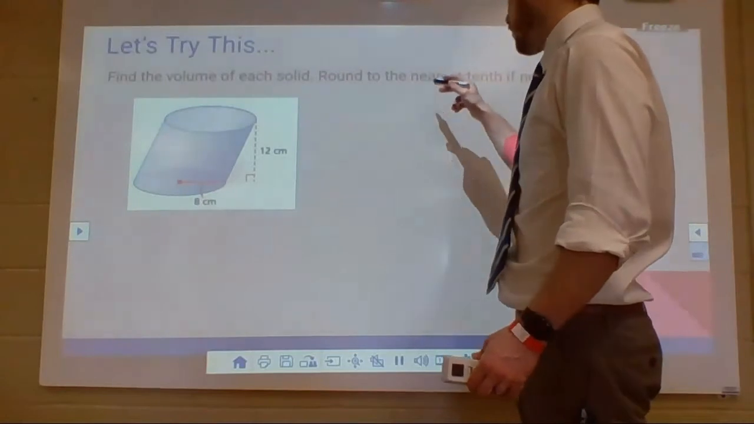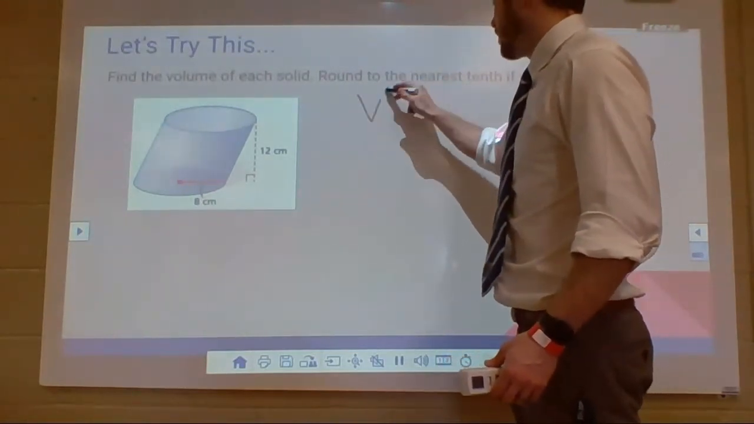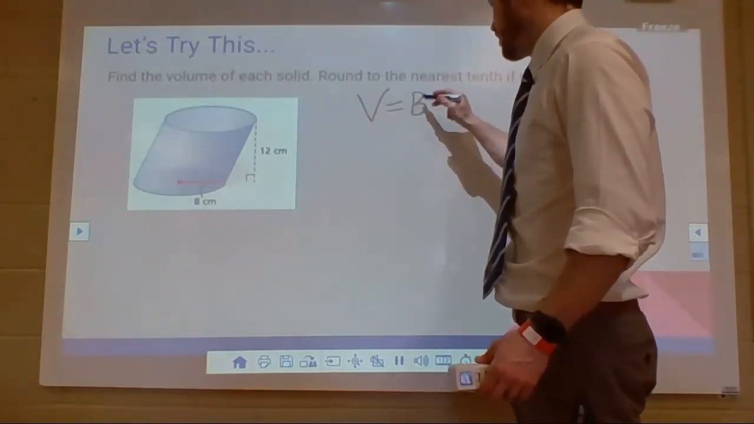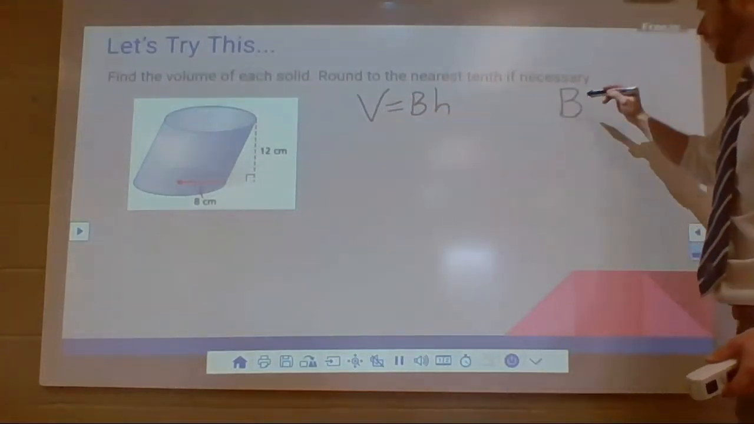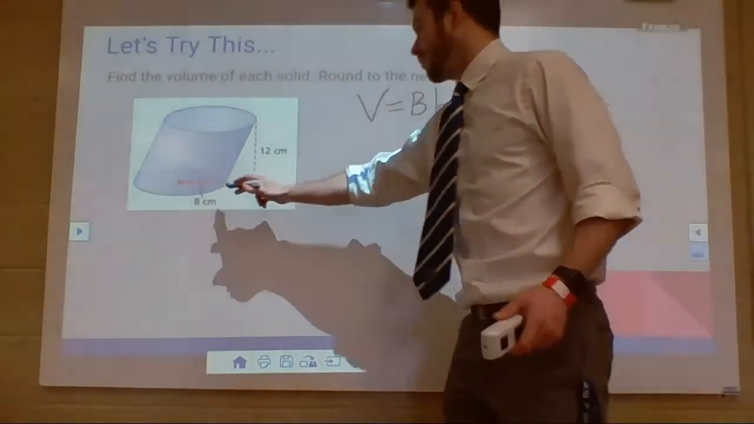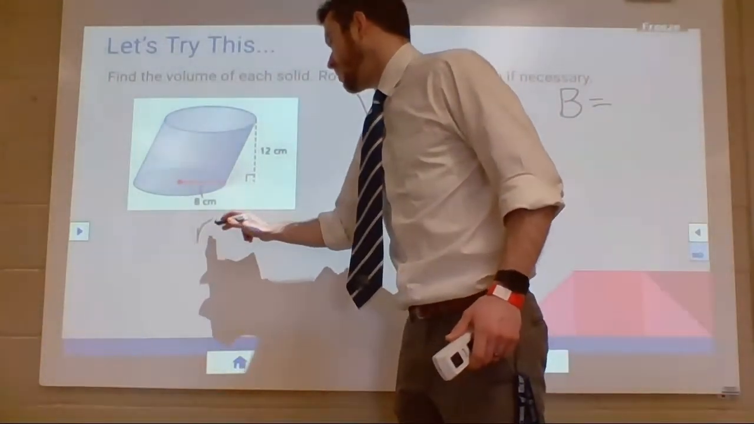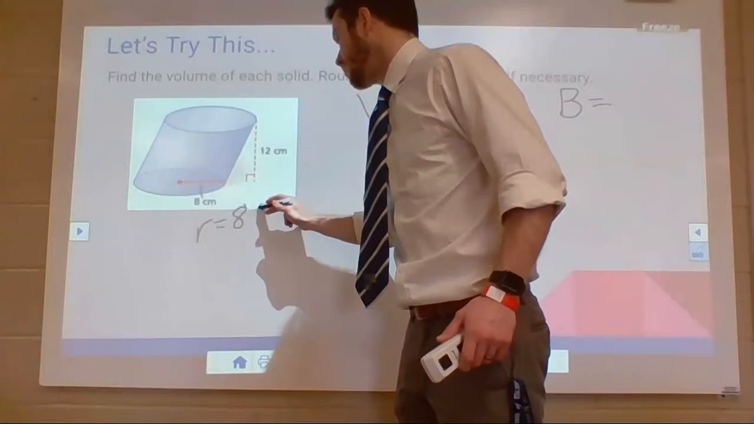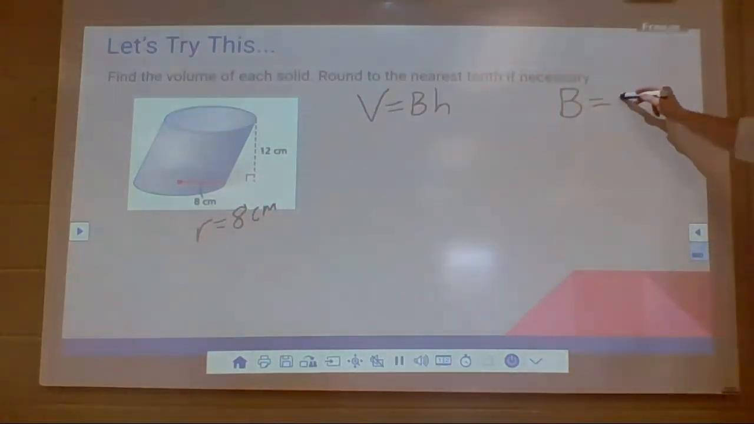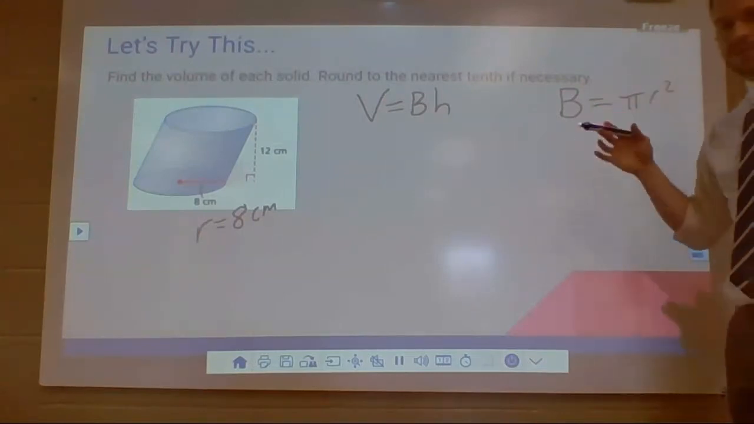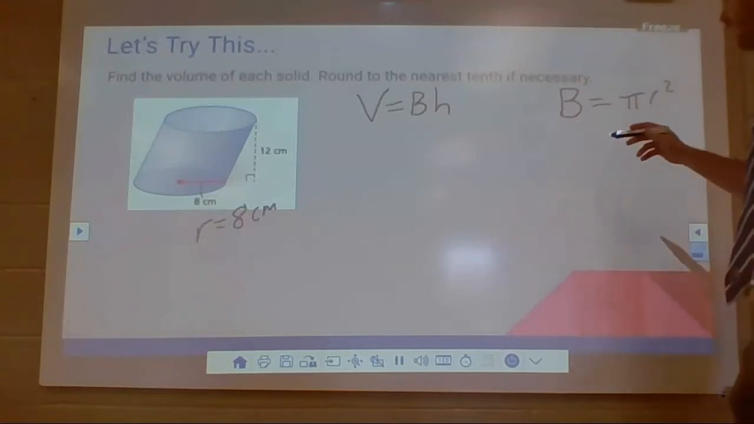So remember, the formula is volume equals the area of the base times the height. Well, we've got to find the area of the base. That base has a radius of 8 centimeters, so r equals 8 centimeters. The formula that we're going to use is pi r squared. That's the area of a circle. That should look familiar to you.